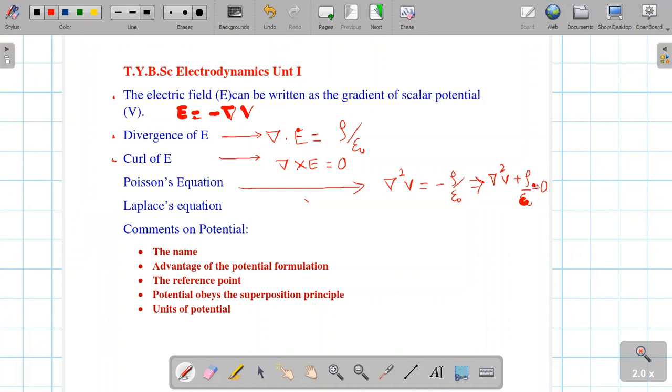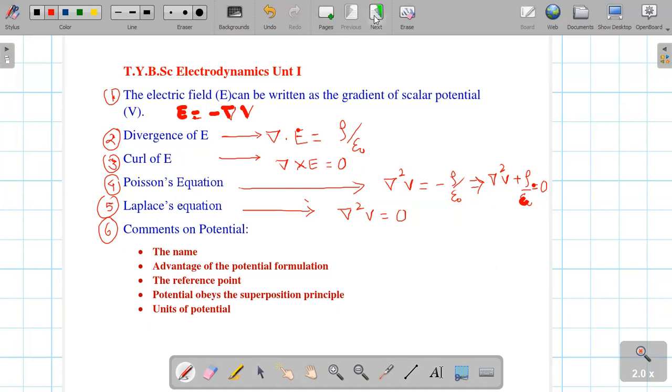And next is the Laplace equation. For the Laplace equation, show that del square V equal to 0. These are the points: this is the first point, second point, third point. From 1 to 3, we can solve Poisson's; the fourth is Poisson's, the fifth one is Laplace, and the sixth one is comments on potential. Now, first I will explain the Poisson's equation. Can I proceed, dear students? Thank you so much.